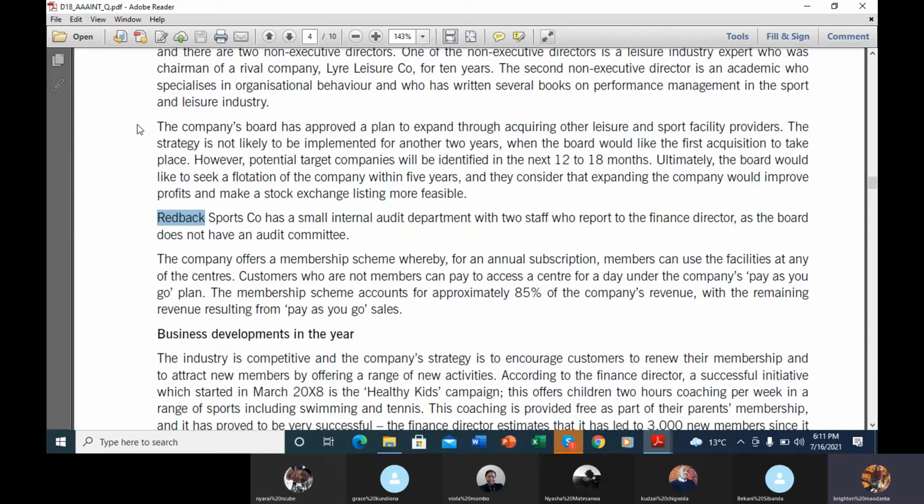As the board does not have, again, its board does not have an audit committee. That's good identification. So we need a heading, that's why I say corporate governance.